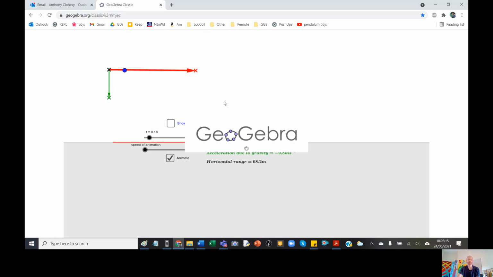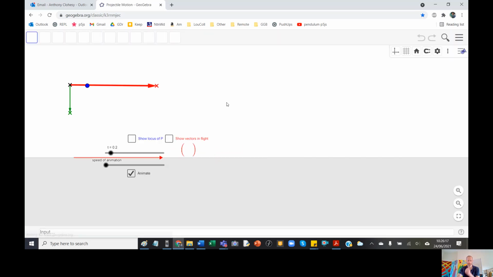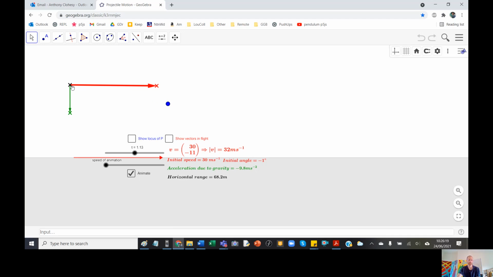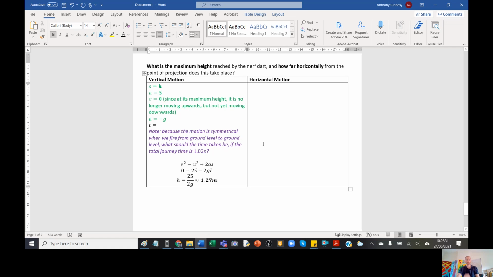Let's see what happens. Reset all of this. We'll come back to that. GeoGebra is being a little slow.